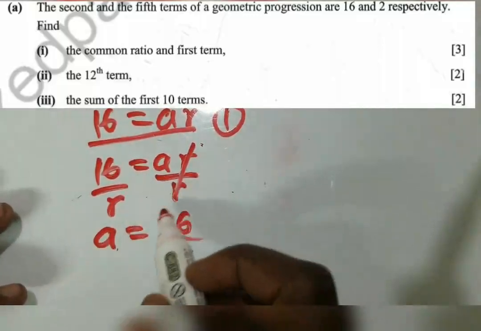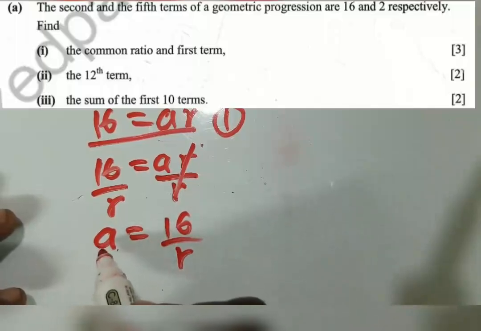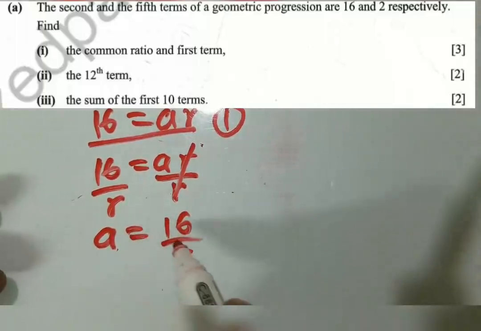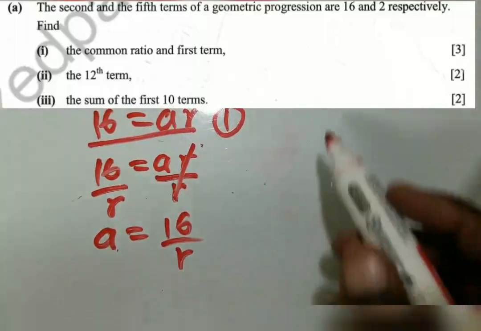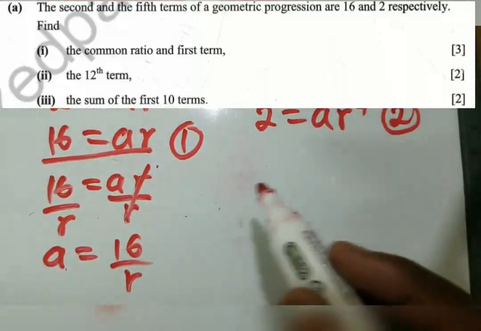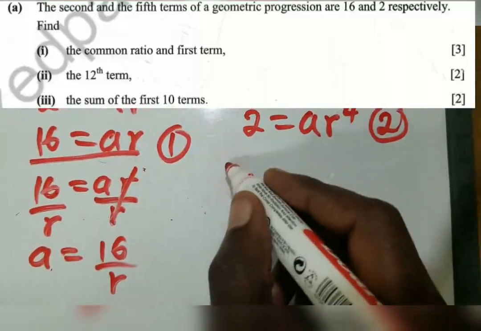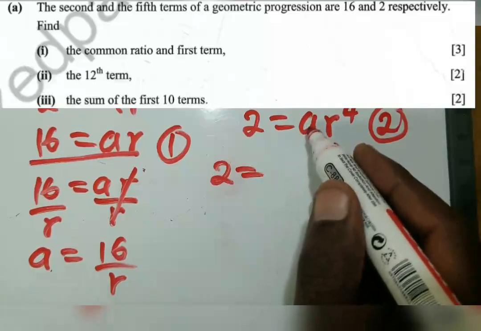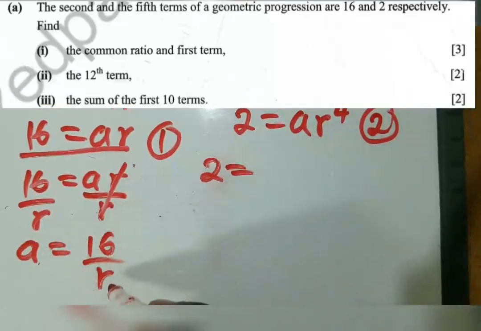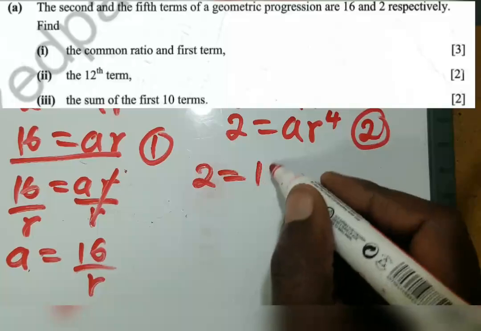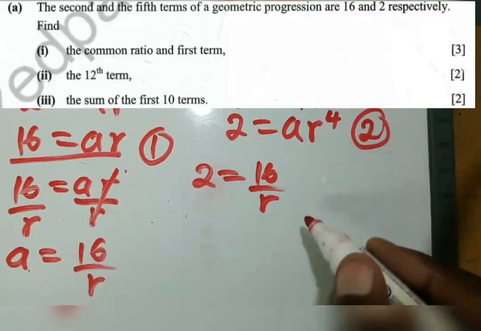So we know that A, the first term, is 16 over R. So this is the first term. Now, in this equation that we have as equation 2, we have 2 is equal to, and we know what A is. We have found that A is 16 over R. So we can substitute A by 16 over R. So we are going to say 16 divided by R, like that.